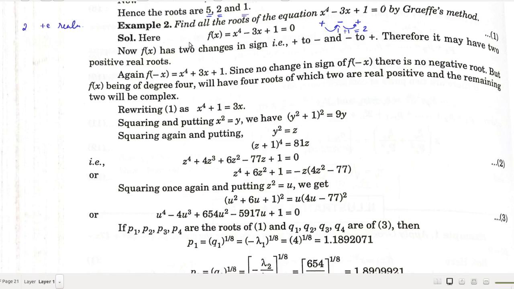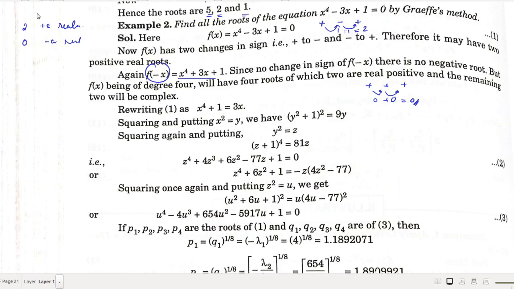Now if you consider f of minus x, by putting x equal to minus x in this equation, we get x raised to 4 plus 3x plus 1. Then the first term is plus, the second term is plus, the third term is plus. There is no change of sign here, so the number of negative real roots is 0. So it has only 2 real roots, both positive, and the other roots are complex.